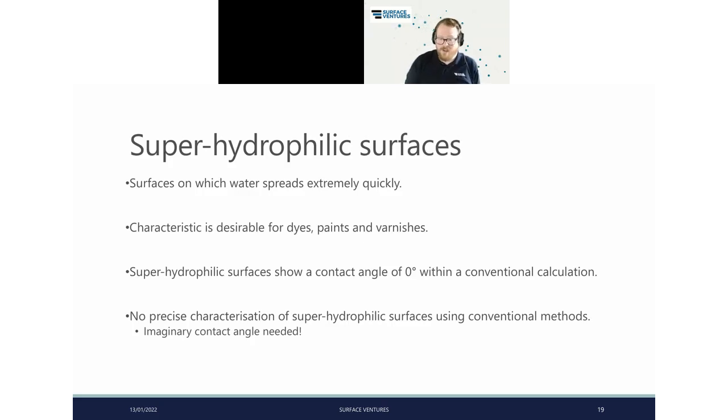So thanks, Amit. Coming back onto this, the opposite of that, a hydrophilic surface, shows a contact angle of 0 degrees when done with conventional calculations, so measuring the contact angle using something like a goniometer. And this is where characterization of said surface becomes quite difficult, and where we need to move into the use of imaginary contact angle, which we'll talk about a little later.